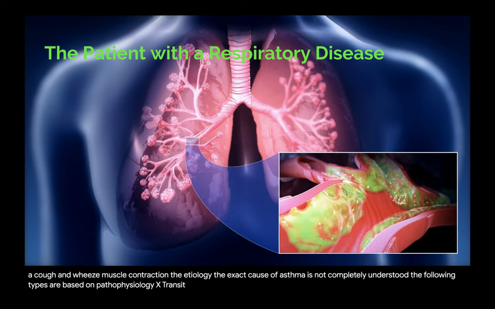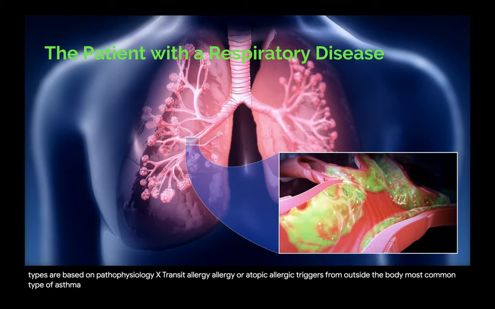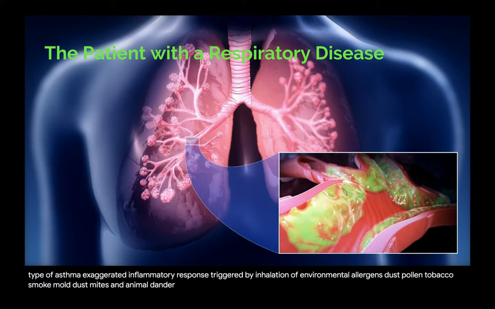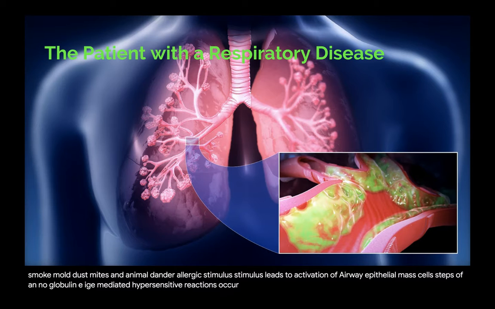Extrinsic, allergic or atopic: allergic triggers from outside the body. Most common type of asthma. Exaggerated inflammatory response triggered by inhalation of environmental allergens: dust, pollen, tobacco smoke, mold, dust mites, and animal dander. Allergic stimulus leads to activation of airway epithelial mast cells. Steps of an immunoglobulin E, IgE-mediated hypersensitivity reaction occur.